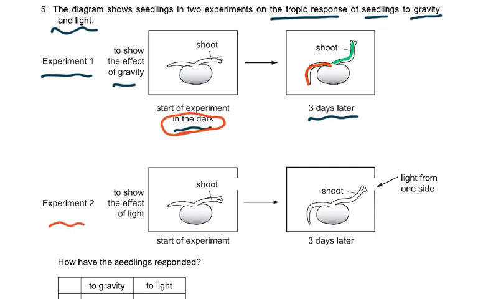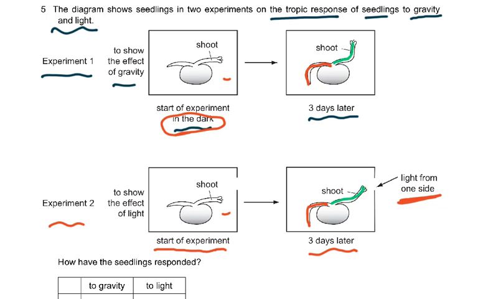Experiment 2, what do we show? We show the effect of light. So the start of the experiment is the same as this one, but here you see light is coming from one side. So 3 days later, what happens is that the root is growing downwards and the shoot is growing towards light.